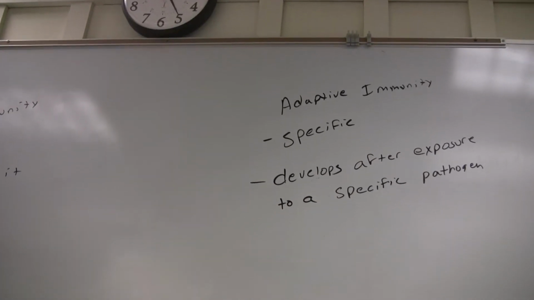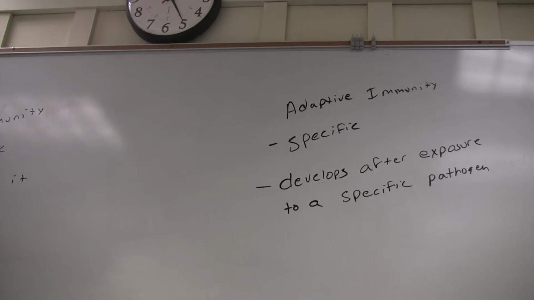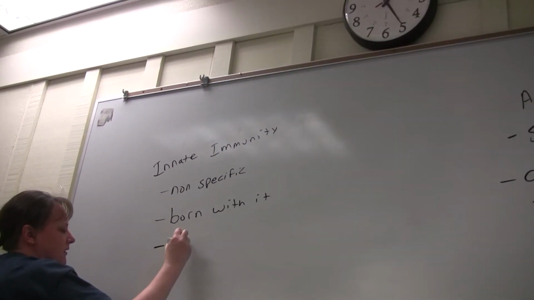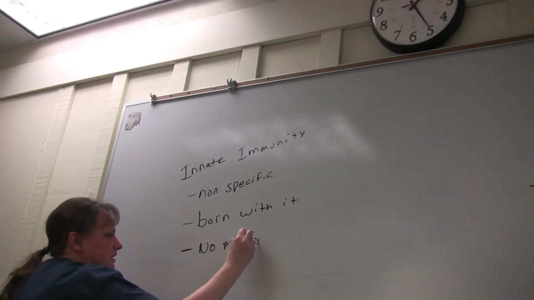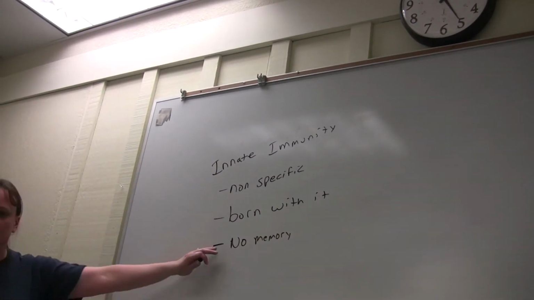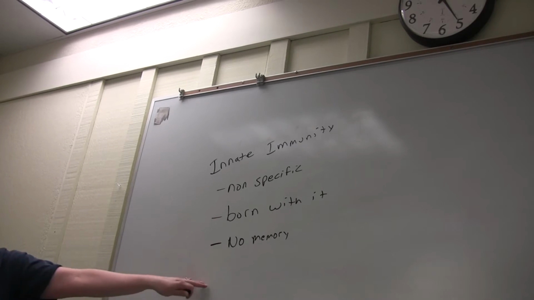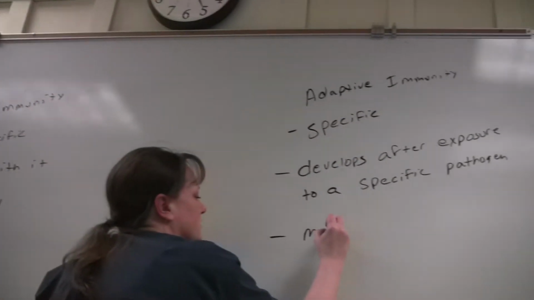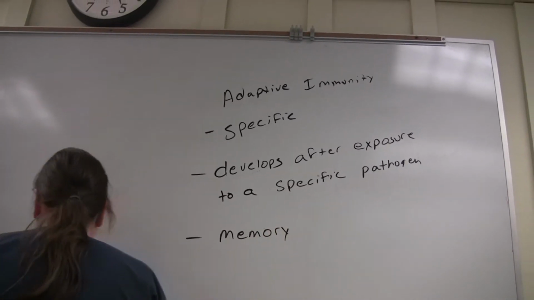All right, with the innate immunity, we have no memory. So anytime you have any type of an infection, it's going to do the same thing each and every time. Same response. Whereas with adaptive immunity, you have memory. This is what I was going to say.